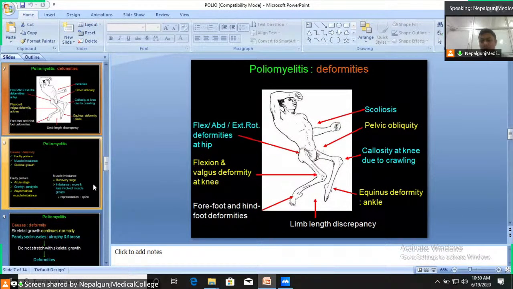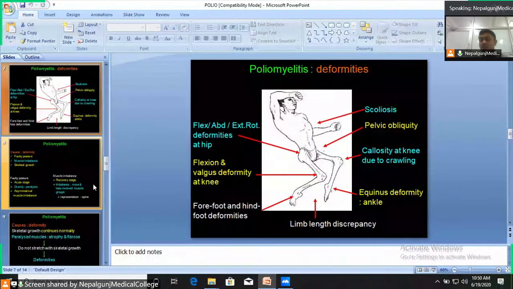If you go through the body from the top, the spine can have a scoliosis. At the pelvis, there is a pelvic obliquity. Over the hip, there is a flexion, abduction, external rotation deformity. The knee can have a flexion and valgus deformity. Along with that, there is a chance of callosity due to crawling. The forefoot and hindfoot deformities are present. There is equinus at the ankle, and the significant point is that there is a limb length discrepancy.